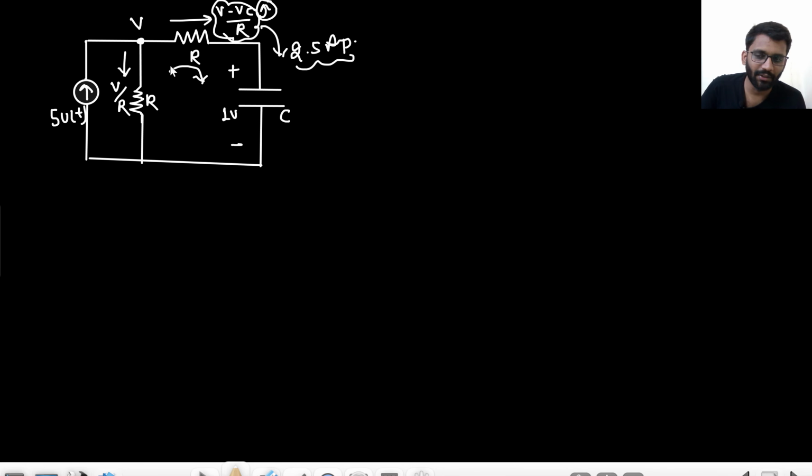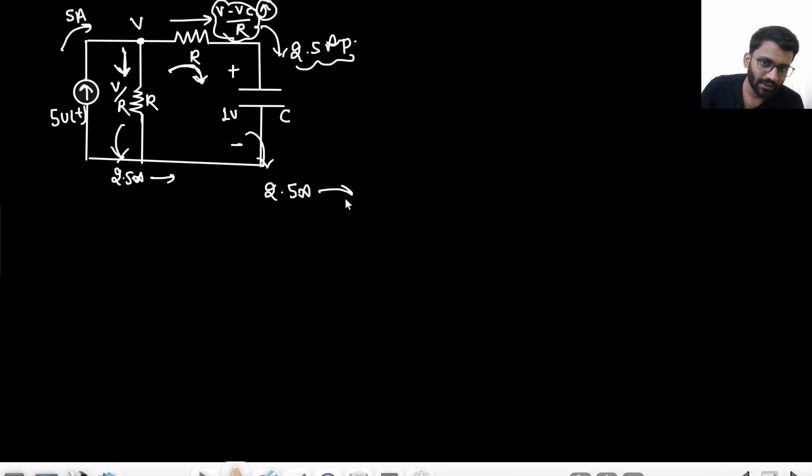Here we have 5 ampere current, which is fixed. If the current here is reducing, that means the current is increasing here. Initially it was 2.5 ampere here and now it is increasing, and here initially it was 2.5 ampere, now it is decreasing. So it will keep on decreasing, and it will go down to 0 ampere.